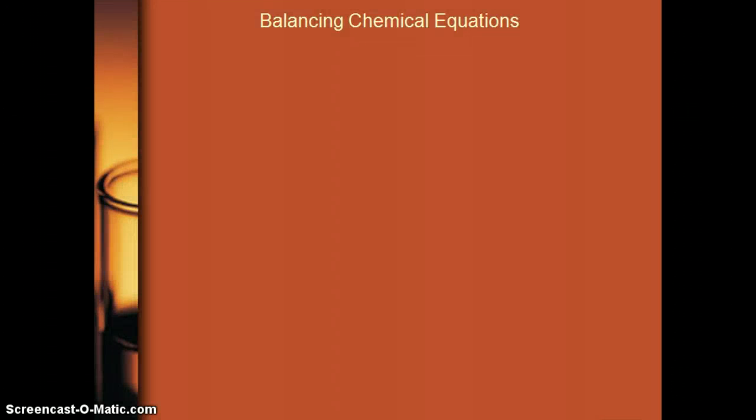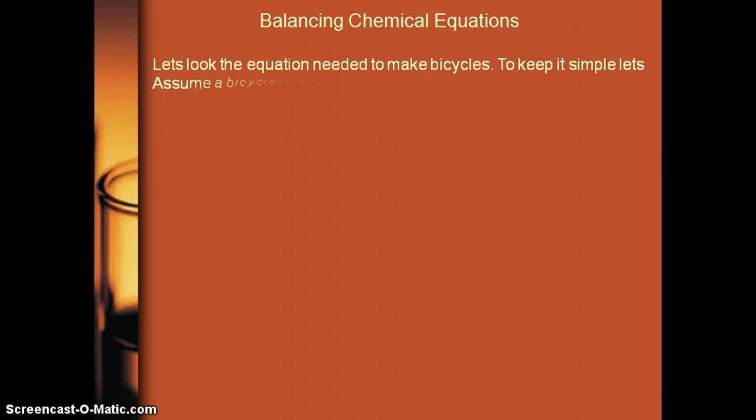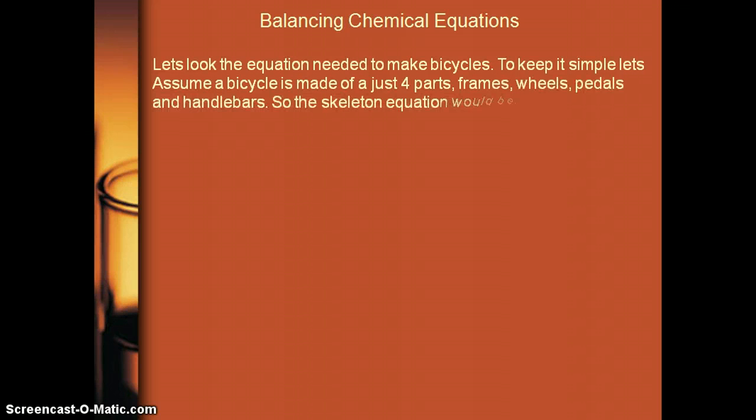Okay. Now, today we are also going to talk about balancing chemical equations and how we use these skeleton equations to produce balanced or correct chemical equations. So let's look at an example: say that you need to make bicycles. Okay, we're going to keep it simple. To make a bicycle, you have 4 different parts: frames, wheels, pedals, and handlebars.